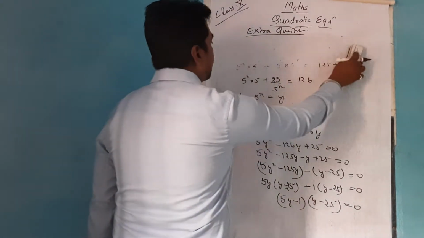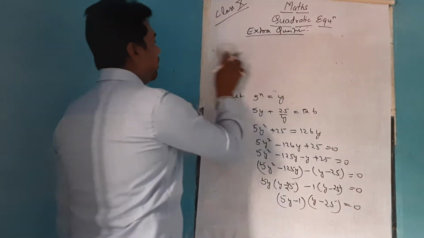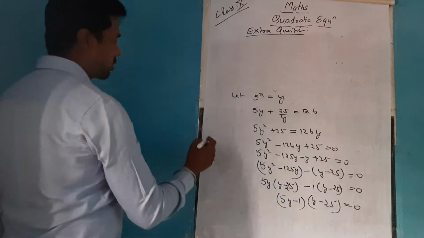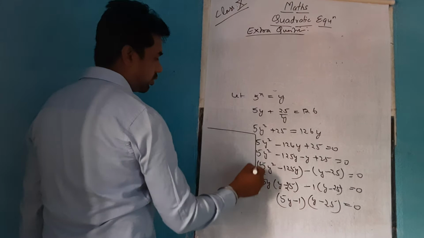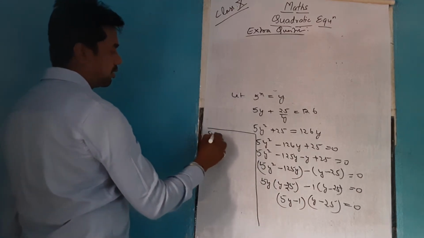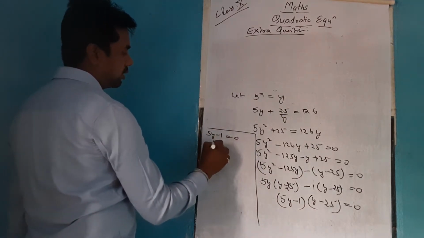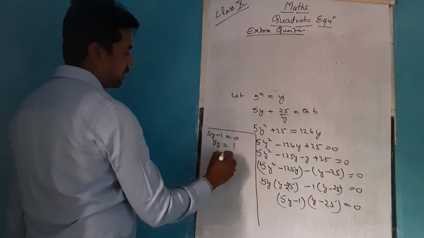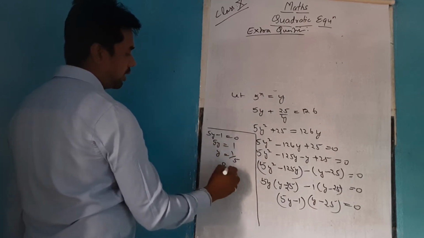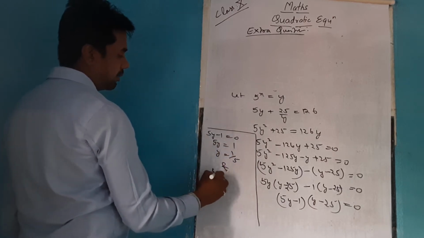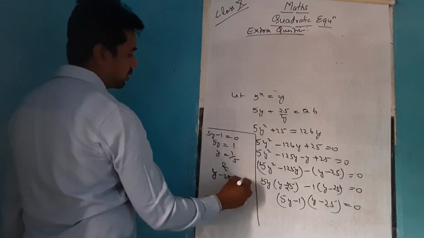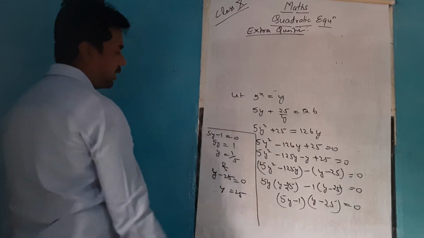Now I am rubbing the upper part. Now I will make the product equal to 0. So when you make the product equal to 0, 5y - 1 = 0, 5y = 1, y = 1/5, and y - 25 = 0, y = 25.